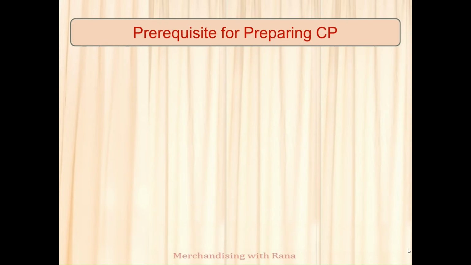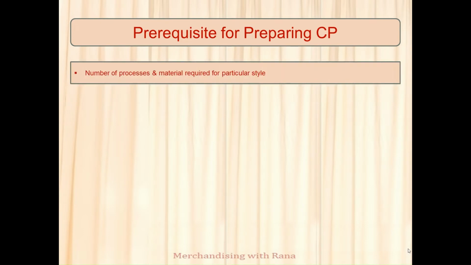Prerequisite for preparing CP. What do you need to know before making a CP? Number of process and material required for particular style. Assume you have t-shirt. You need to make one CP. So you have to check if it is solid or printed. If it is solid, then you don't need to consider the printing process or printing lead time in your TNA. Or you can see if there is any special trims which need to bring from overseas.